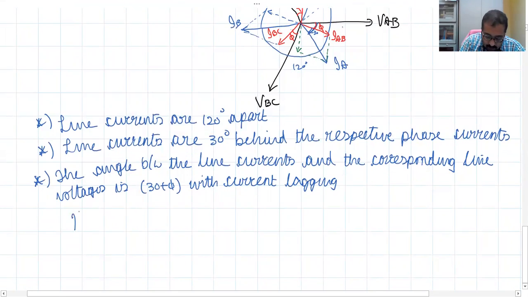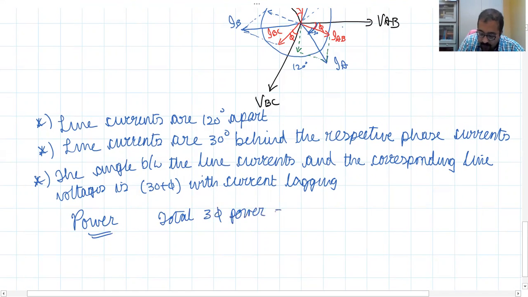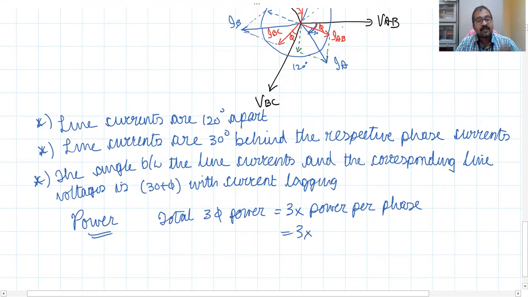Now, what will be the total three-phase power? How will you find that? How will you find total power? Total three-phase power will be 3 into power per phase. So if we know VPH and IPH, the phase voltage and phase current, we can write 3 into VPH, IPH, cos of the angle between the two, right?